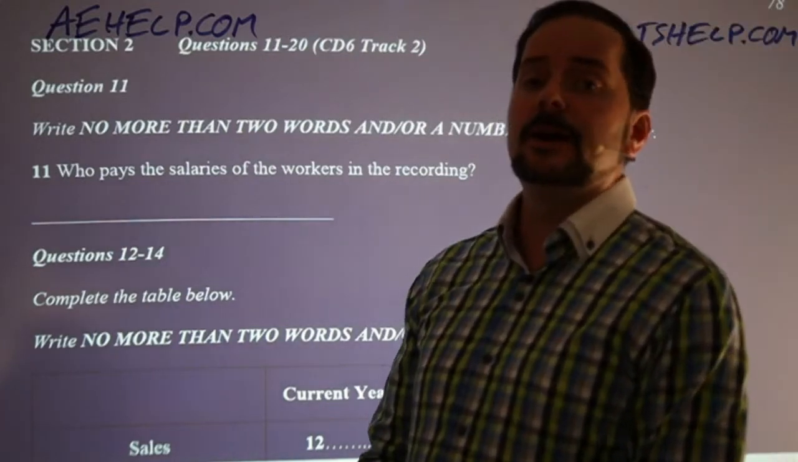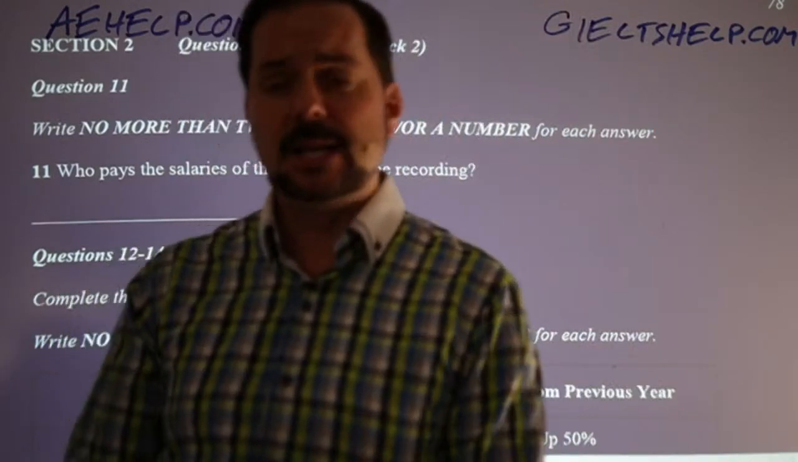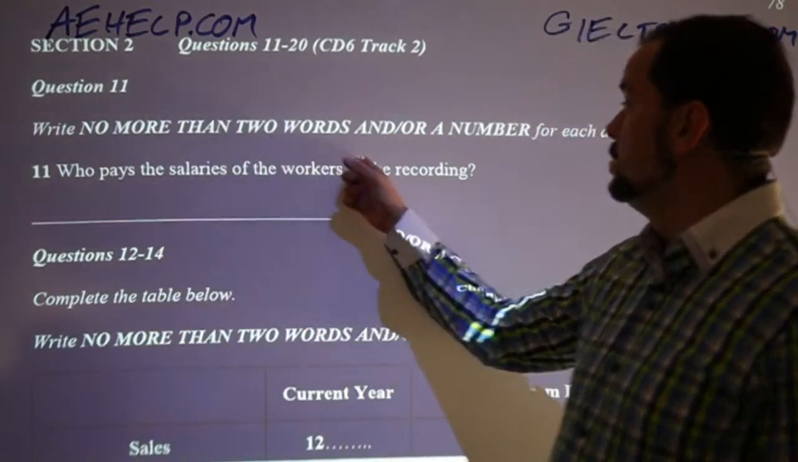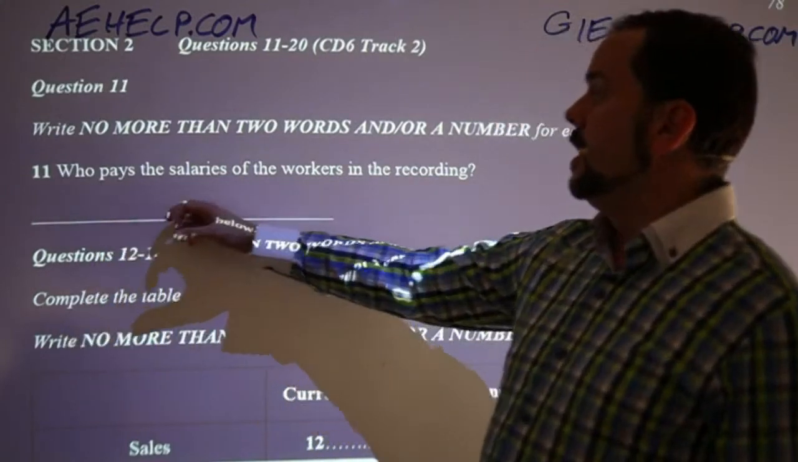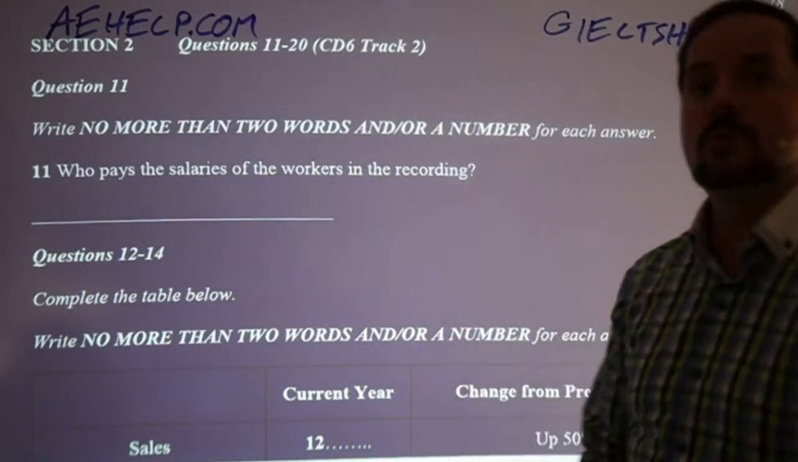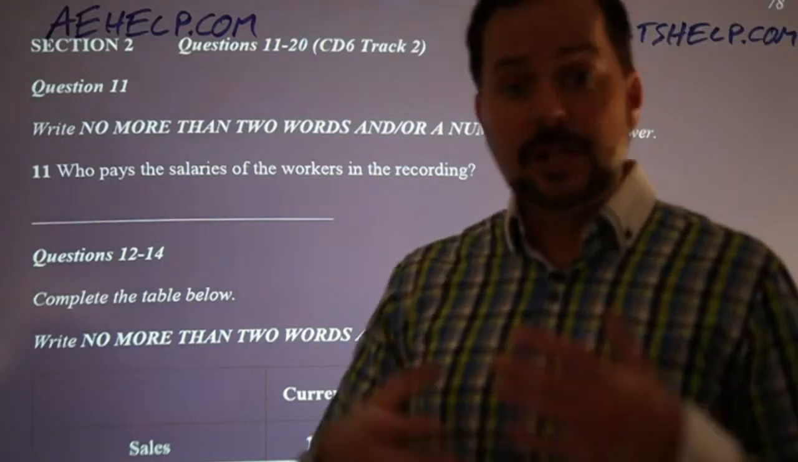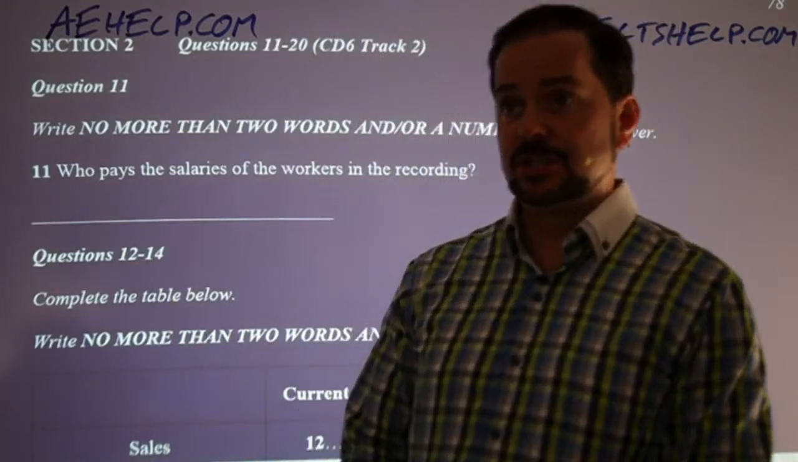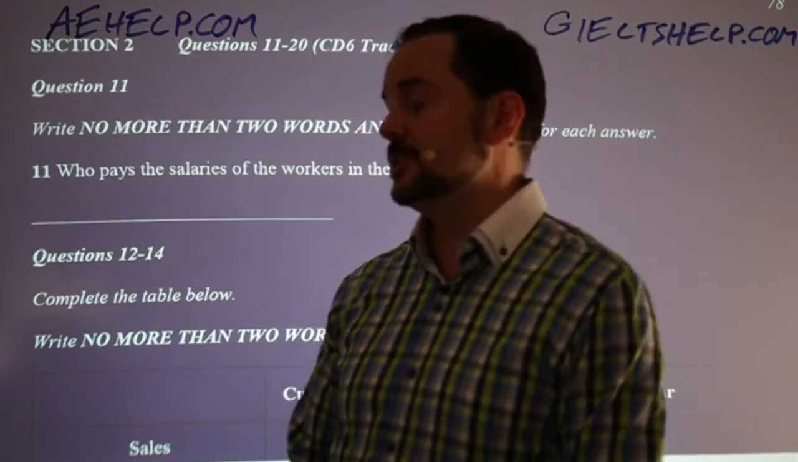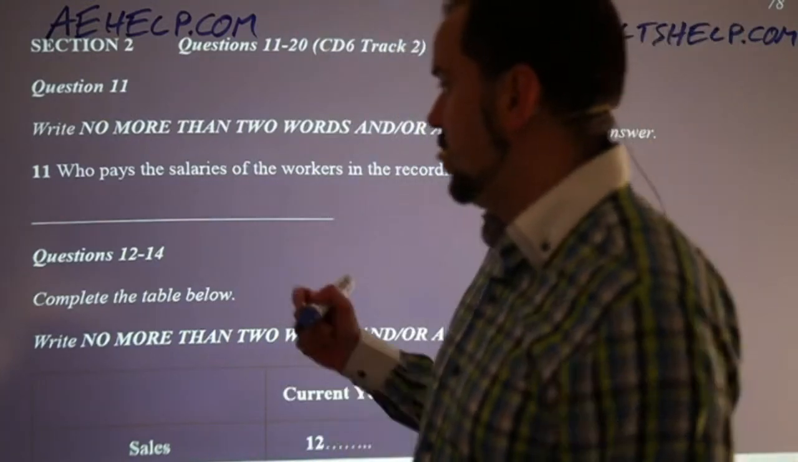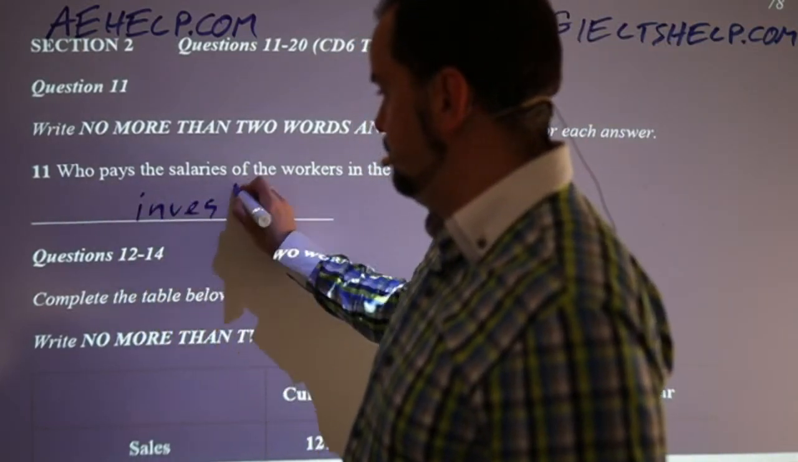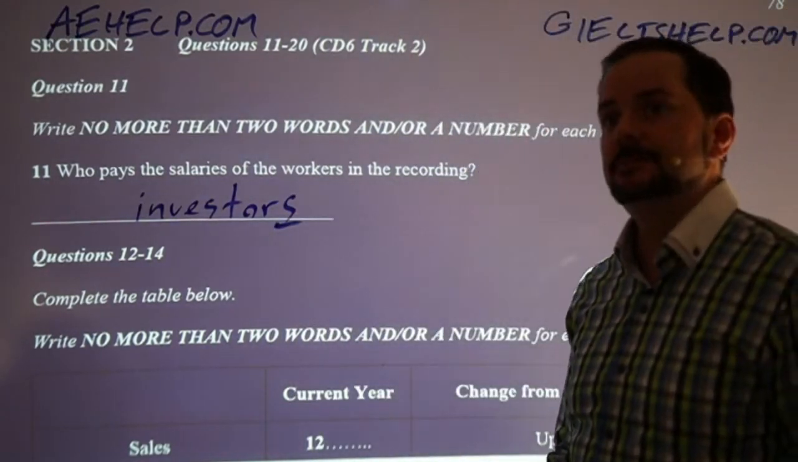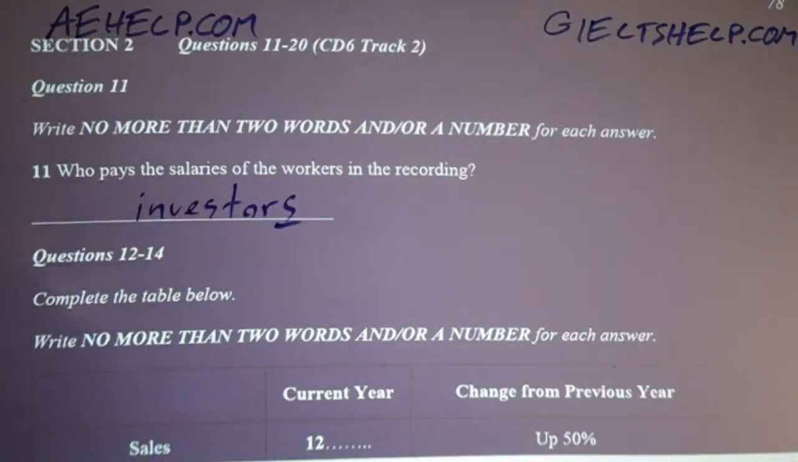Definitely a company meeting, some kind of software development company by the sounds of it. Here we go. Write no more than two words and/or a number for each answer. Who pays the salaries of the workers in the recording? This was very clear. They mentioned this very clearly. It's one word. Harwinder says it's the investors. Franklin Timothy says it's the investors. Yeah, and it's a common noun, so investors, plural. That's all you need for the answer there. Indeed, it was the investors.